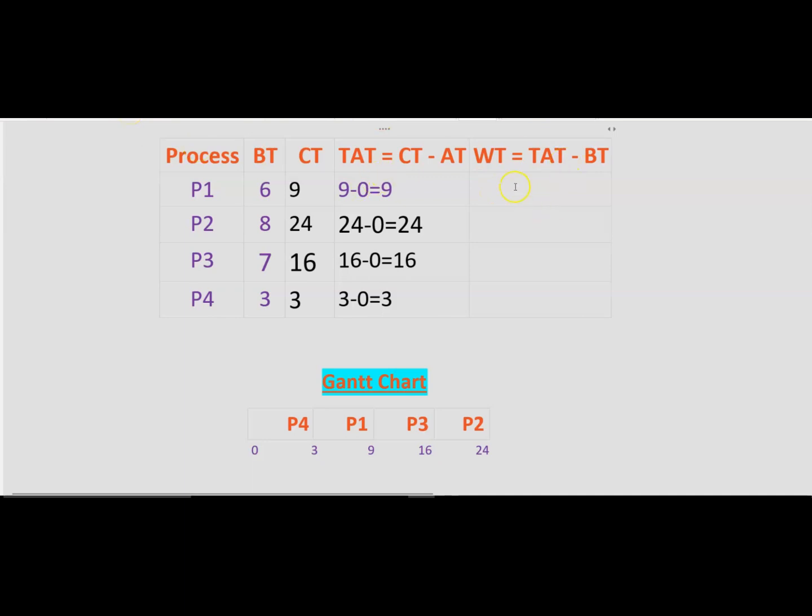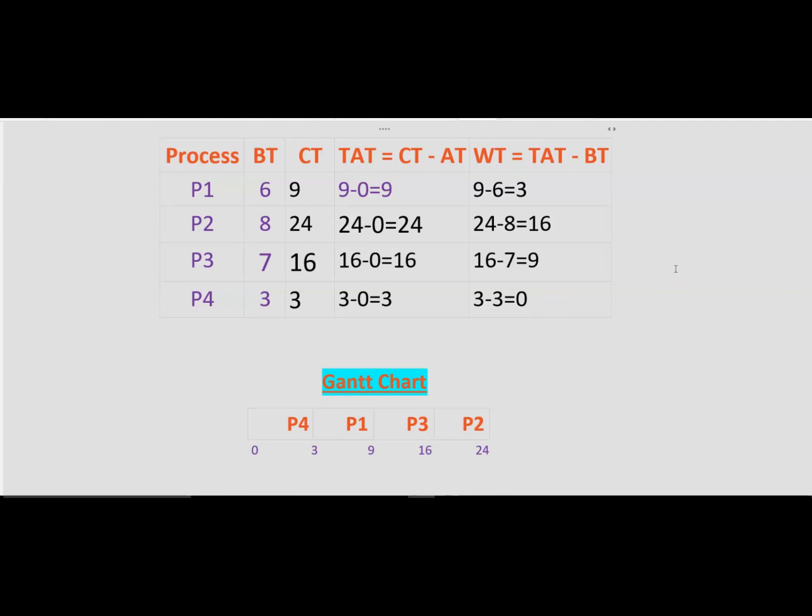So turnaround time for P1 is 9. 9 minus burst time 6, that is equal to 3. Next for P2, 24 minus 8, that is equal to 16. For P3, in a similar way, 16 minus 7 is equal to 9. And the last for P4, that is 3 minus 3, because 3 is the turnaround time we have just calculated, and burst time is also 3, so 3 minus 3 is equal to 0. Okay, so we got all the values for the processes, turnaround time as well as waiting time.